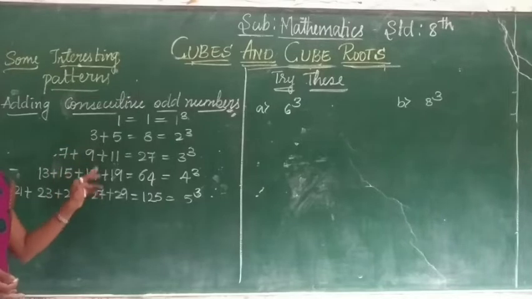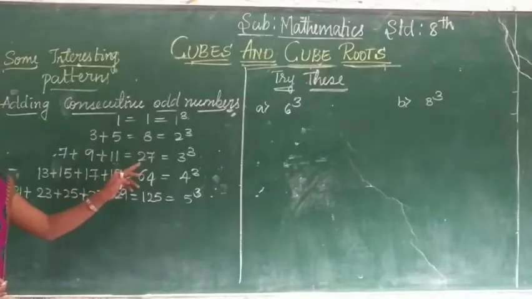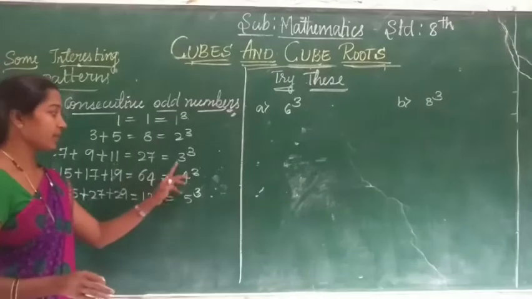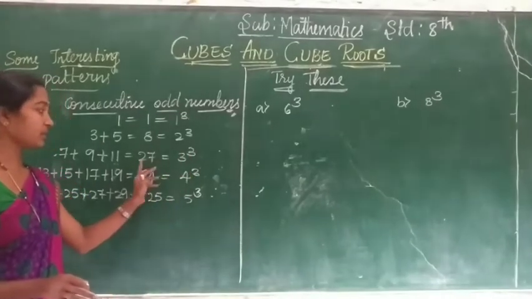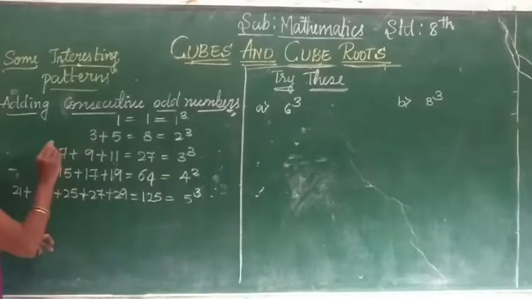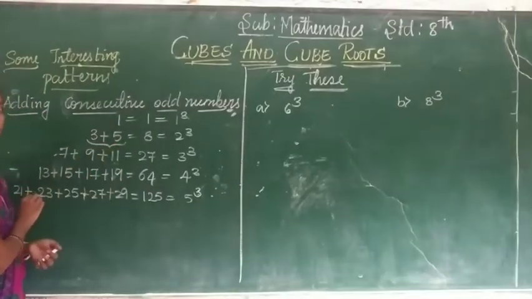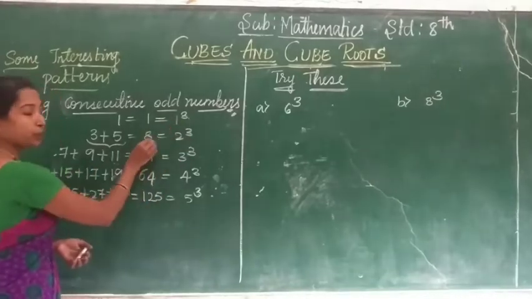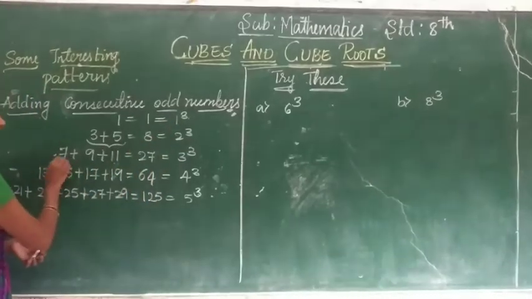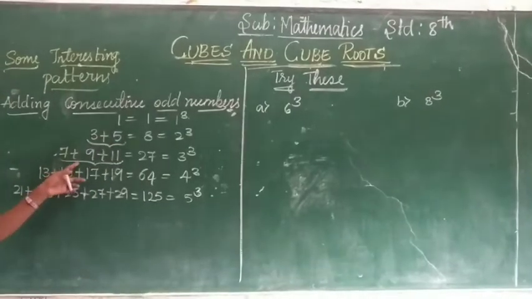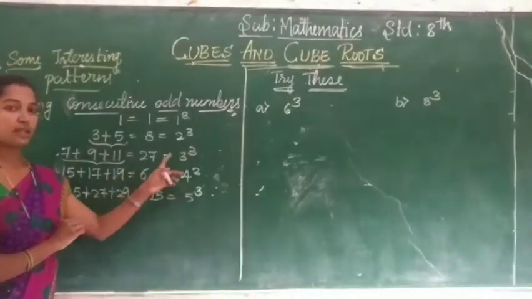7 plus 9 plus 11 becomes 27. That is the cube number, 3 cube. 3 cube is equal to 27. Now observe one thing here. Two consecutive odd numbers added together give 2 cube. And 3 consecutive odd numbers added together give 3 cube.